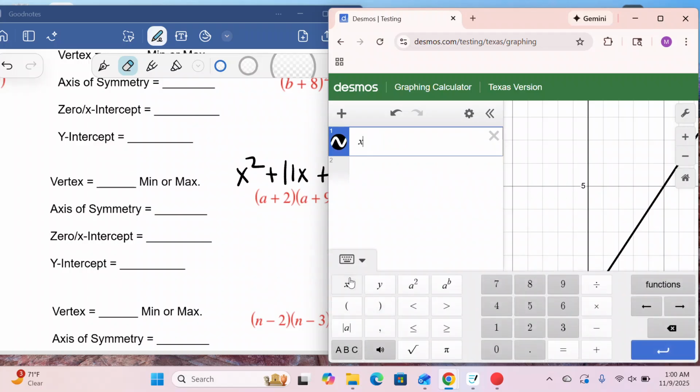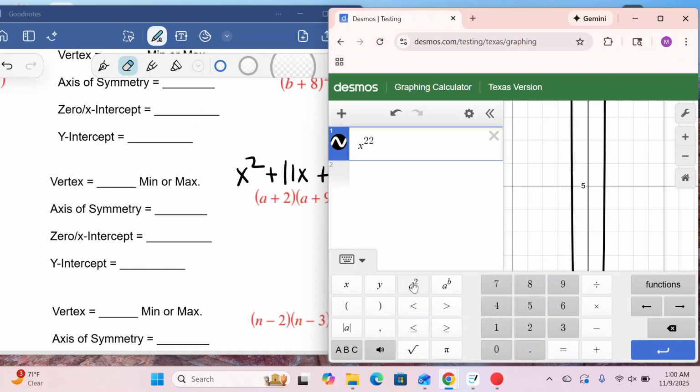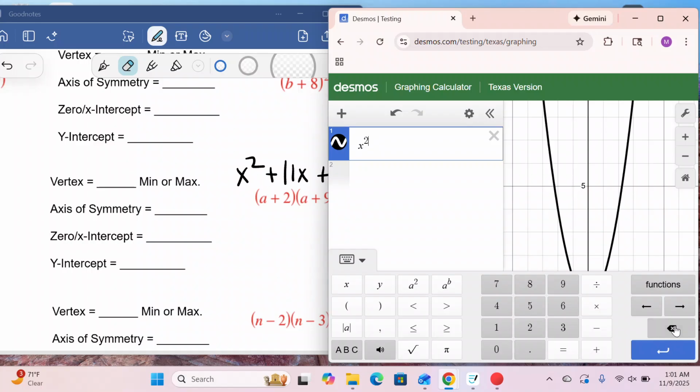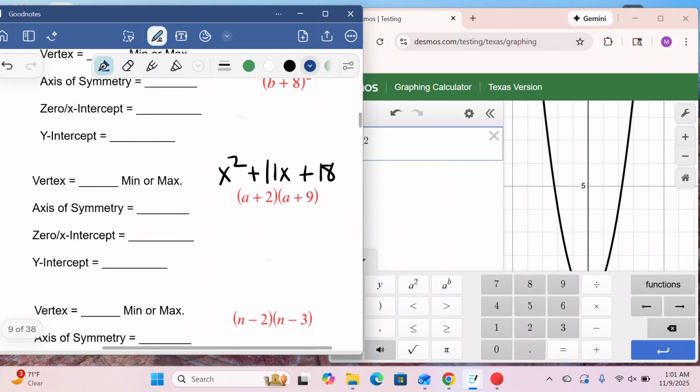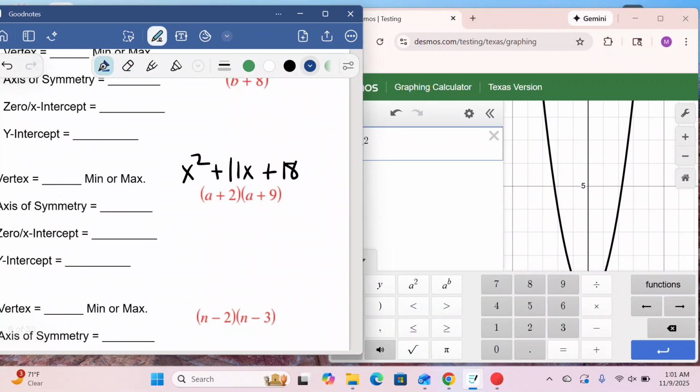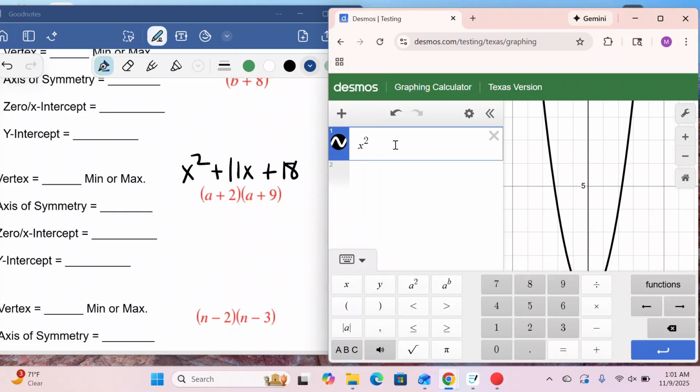So I'm going to put x squared. I press this button, a to the second, and I put too many x squares. So how do I get rid of it? All I have to do is press the delete button here, go back one time, and it gets rid of my x squared. I'm going to make sure that you can see the quadratic. So I'm going to go back to my Desmos, and I'm going to input positive 11x.